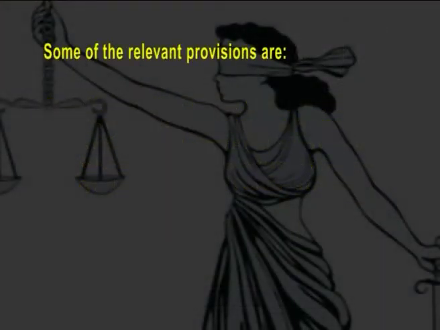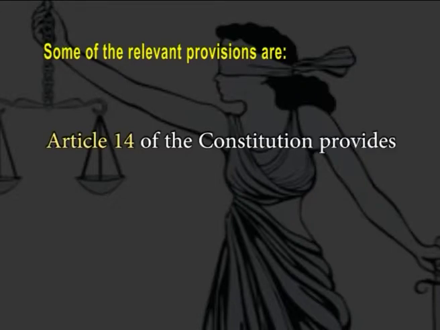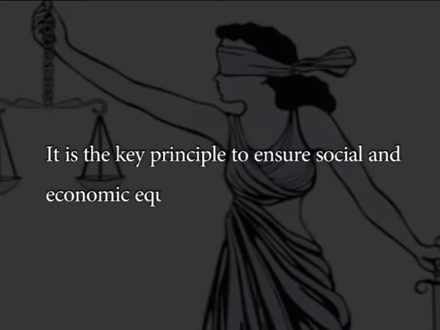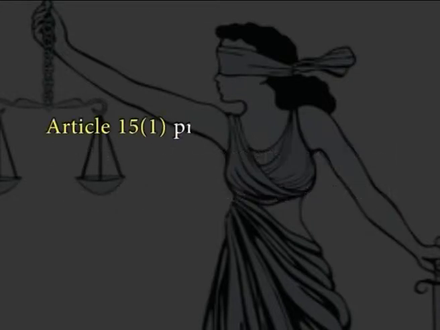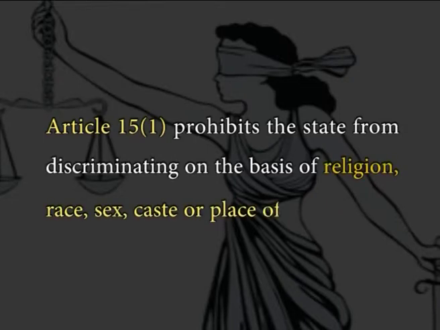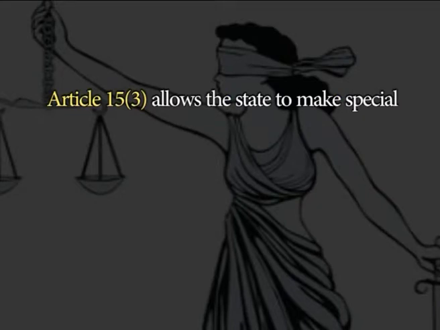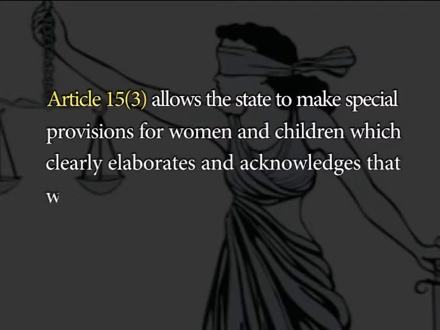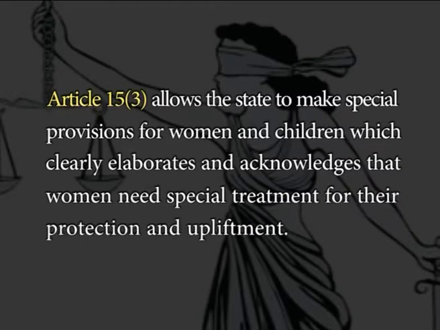Some of the relevant provisions are: Article 14 of the Constitution provides equality before law and equal protection of law to all. It is the key principle to ensure social and economic equality among individuals. Then Article 15, Clause 1, prohibits the state from discriminating on the basis of religion, race, sex, caste, or place of birth. Article 15, Clause 3, allows the state to make special provisions for women and children, which clearly acknowledges that women need special treatment for their protection and upliftment. So the Constitution of India provides a number of provisions related to the promotion of women's rights.